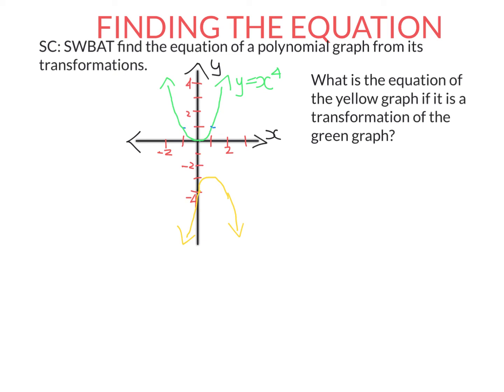Thank you so much for tuning into this video in which we will look at finding the equation of a polynomial graph after looking at its transformations. So what I've done is I've taken the graph of y equals x to the power of 4 here. So it's like y equals x squared, except it's flatter down here and it gets bigger quicker. So that's the graph of y equals x to the power of 4. Let's use that to find the equation of this graph here.